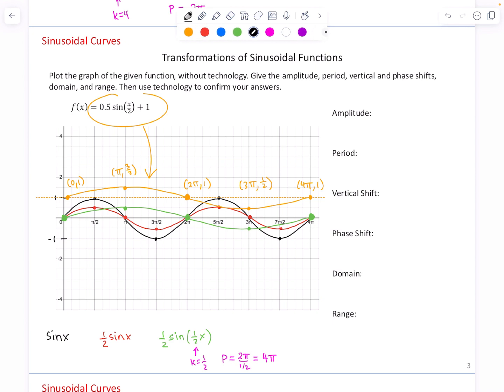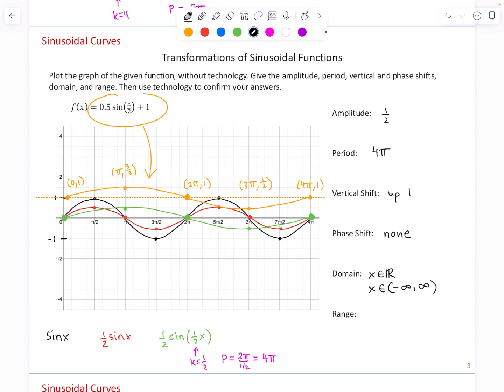So all of my answers now are looking at the orange graph. The amplitude is 1/2. The period is now 4 pi. The vertical shift was up 1. There is no phase shift here. This orange wave does go left and right forever. It continues to repeat. So our domain again is x is any number.